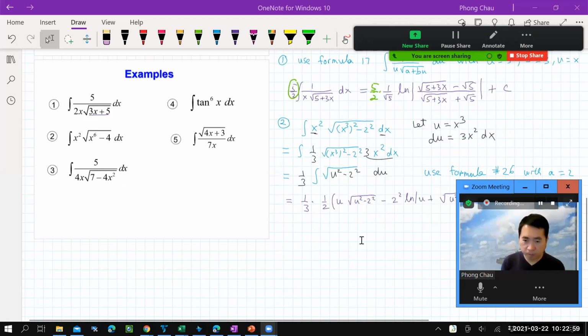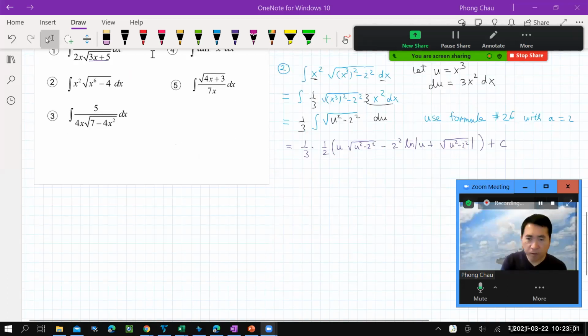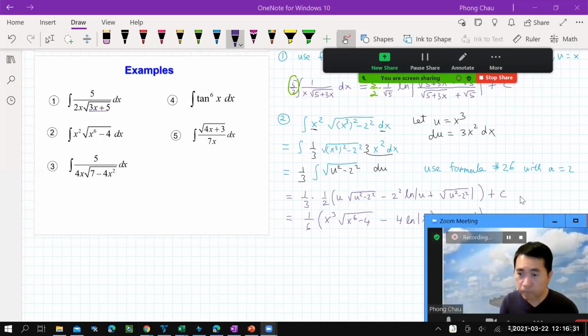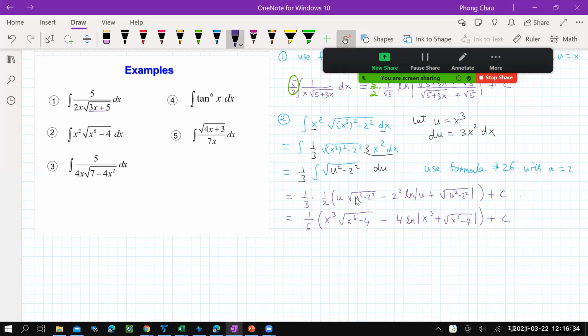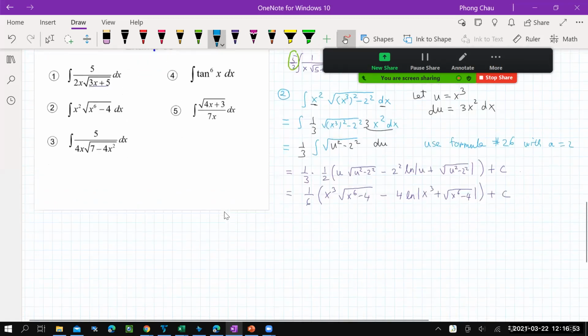And let's see, we have now, right, so replace the u with x to the third, and this combines, so we got the answers. Here's the final answer after the substitute back. All right. Let's look at example 3.